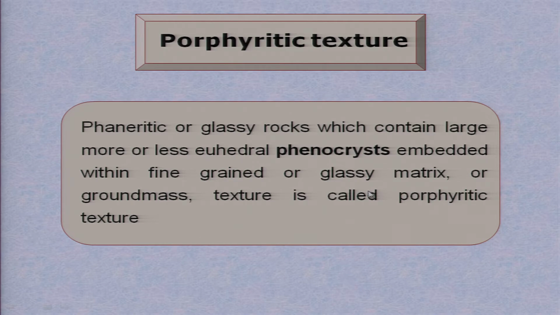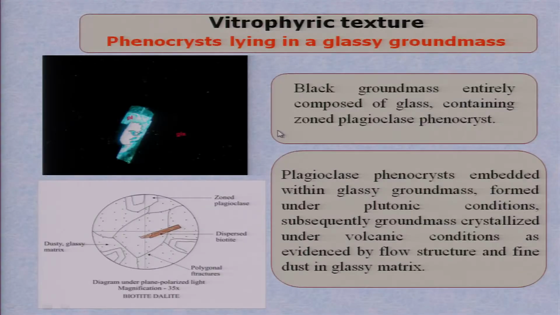Now, porphyritic texture: phaneritic or glassy rocks which contain large, more or less euhedral phenocrysts embedded within a fine grained or glassy matrix or groundmass. This texture is called porphyritic texture. Under the porphyritic texture, there is a variety of texture which is called vitrophyric texture: phenocrysts lying in a glassy groundmass. Then we call it a vitrophyric texture.